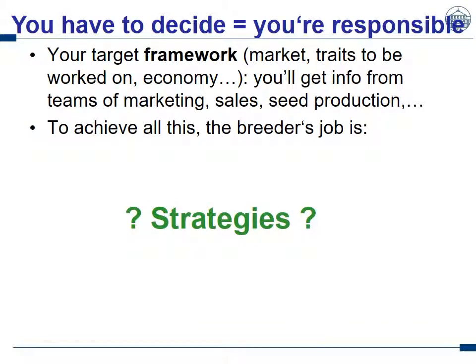We are responsible as a breeder for the whole product chain, and we get information in companies for our target framework. That means from the market where we have to breed for, the traits we shall work on, where we are poor, where we are strong, the economy of some steps. We will get this information from teams of the marketing, of the sales, of the seed production. But at the end, to achieve all these aims for my specific framework, this is my job, the breeder's job. And therefore I have to define the strategies.